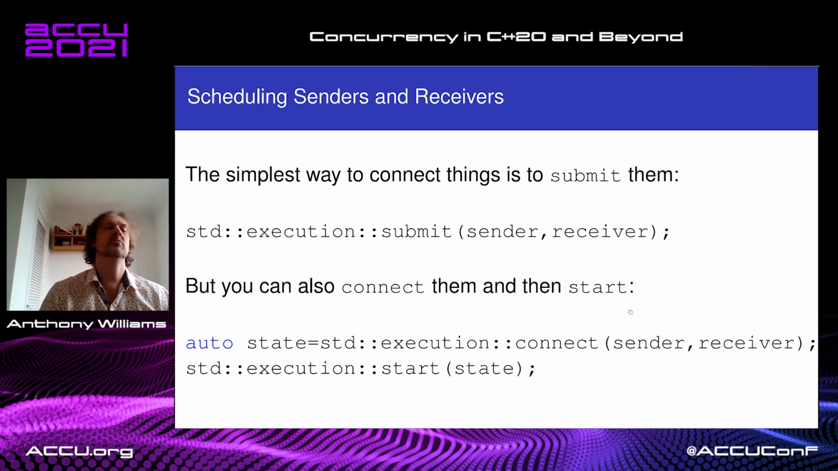The simplest thing to do is you call submit, and you give it a sender and receiver, and it ties them together. The executor is encapsulated in that sender, and so that actually runs the two on the executor. You can split that apart if you want to tie them together but not run them yet. You can connect your sender and your receiver and then start that operation later, using connect and start as separate operations.